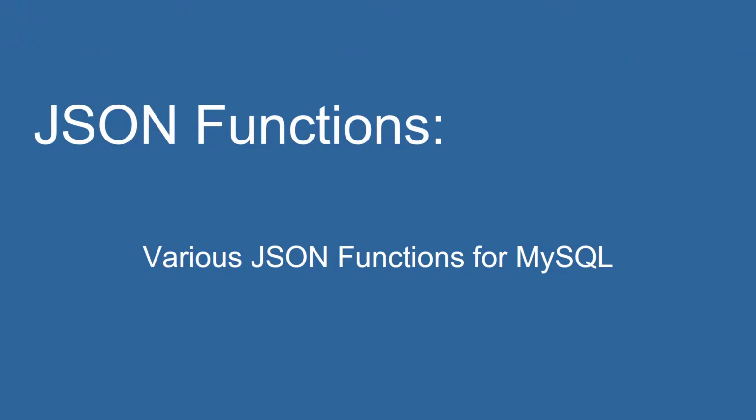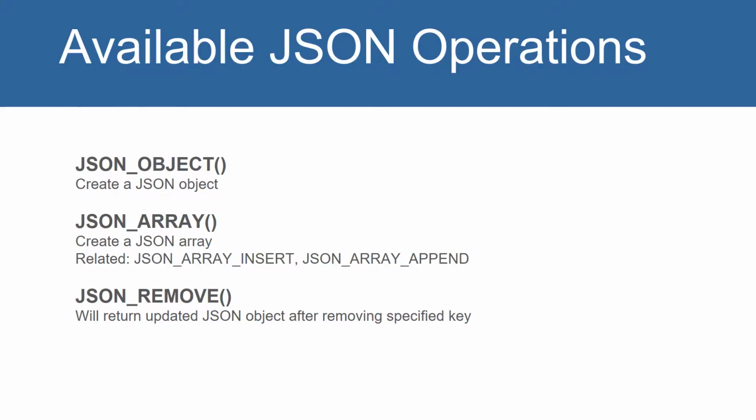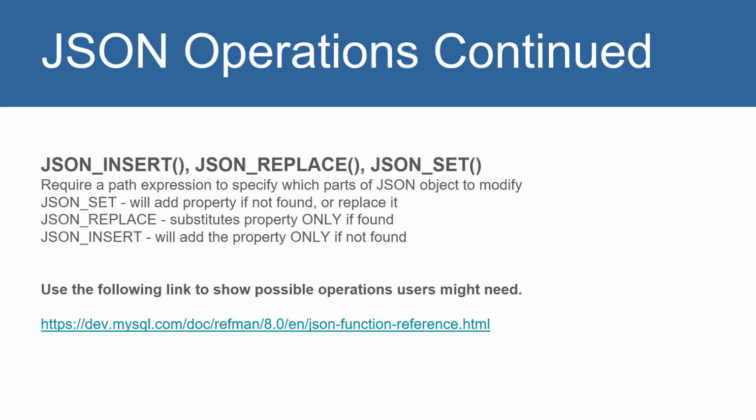Now we're going to talk about a couple of the JSON functions you can call if you want to modify, delete, or create JSON objects. These are the functions you'll be using if you want to create a JSON object or modify the data inside. So to create an object, you would call JSON object. They have JSON arrays as well. To remove a JSON object, you just call JSON remove.